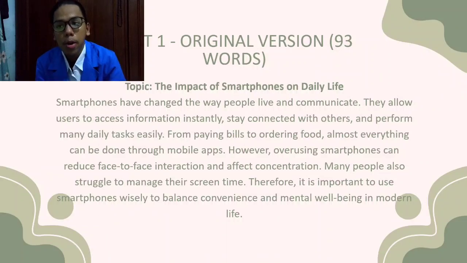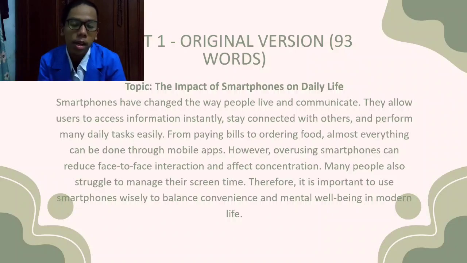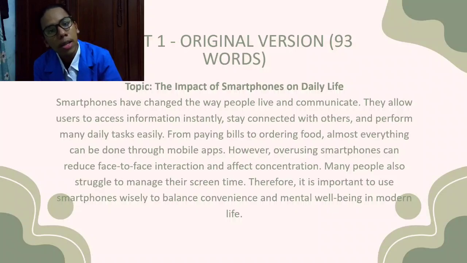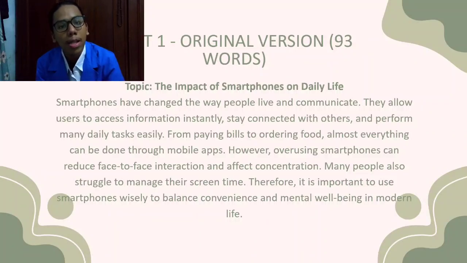Smartphones, with the topic, the impact of smartphones on daily life. Here's the text. Smartphones have changed the way people live and communicate. They allow users to access information instantly, stay connected with others, and perform many daily tasks easily. From paying bills to ordering food, almost everything can be done through mobile apps. However, overusing smartphones can reduce face-to-face interaction and affect concentration. Many people also struggle to manage their screen time. Therefore, it is important to use smartphones wisely to balance convenience and mental well-being in modern life.